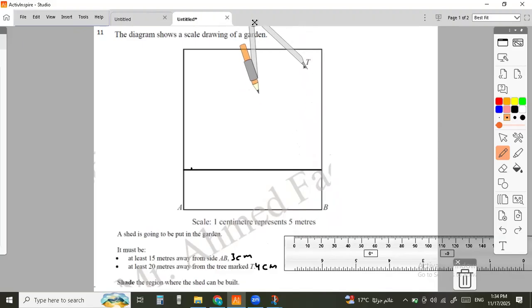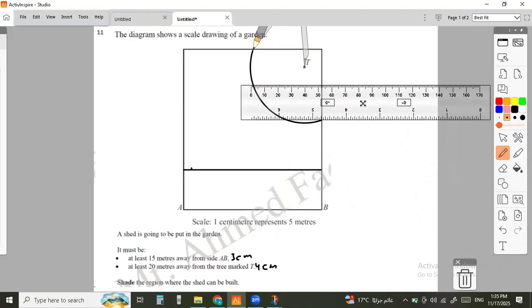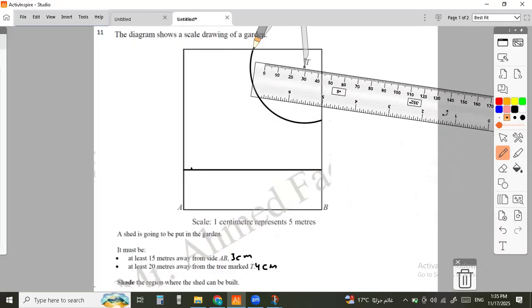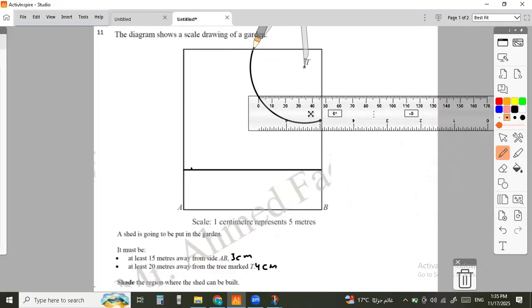Go to the tree. Here. And you start drawing an arc all around the tree. If you measure with your ruler, you're going to find that every single point on the arc is 4 centimeters away. Any point that you want, you're going to find that it is 4 centimeters away.